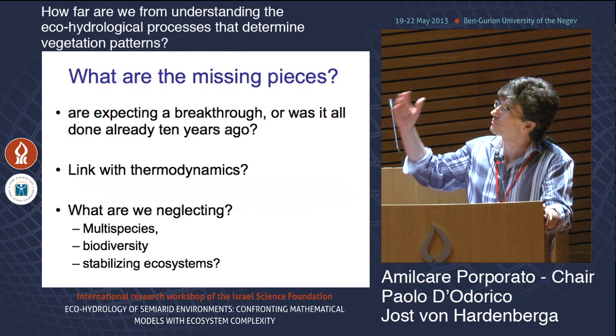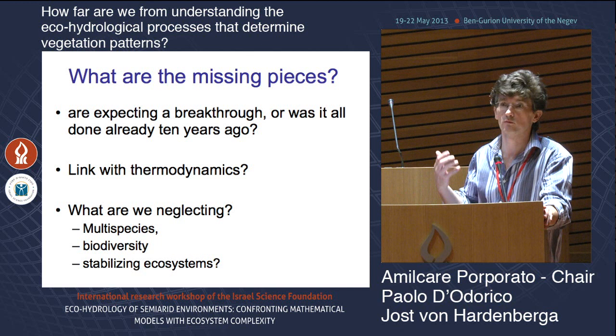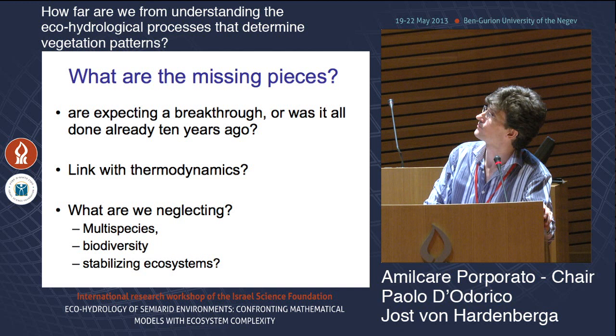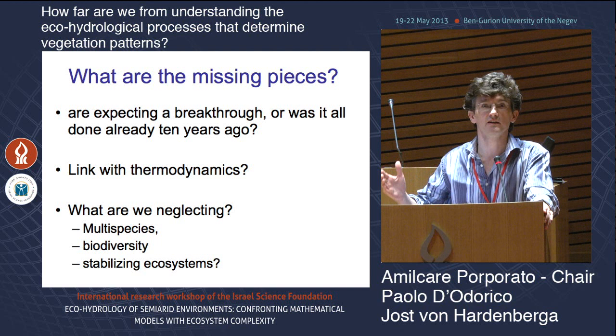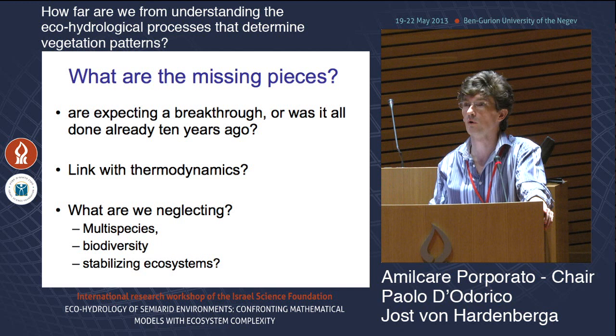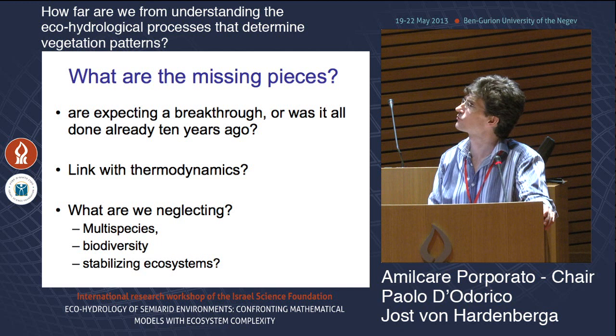What are the missing pieces, then? What still needs to be done? Have we learned everything? Clearly not. Just a provocative question: what have we learned in the last 10 years? Was everything already understood at the beginning, when the first few models were proposed? What was the impact of that research? What breakthroughs are we expecting?